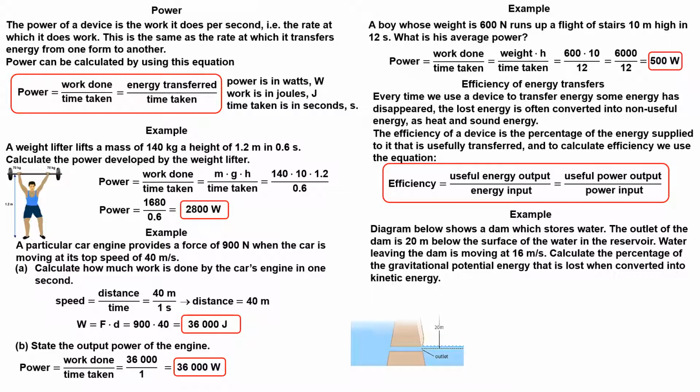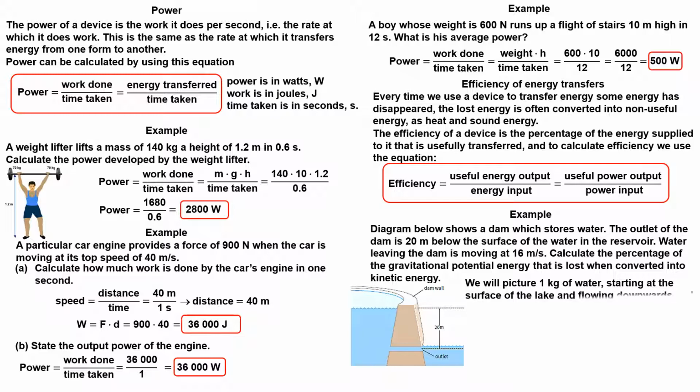Water stored behind the dam has gravitational potential energy. We will picture 1 kilogram of water starting at the surface of the lake and flowing downwards and out at the foot. Then gravitational potential energy is 200 joules. The fast flowing water leaving the foot of the dam has kinetic energy.